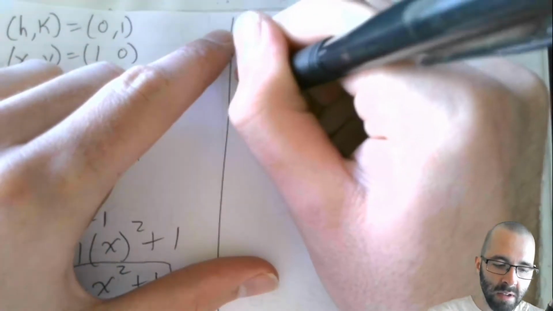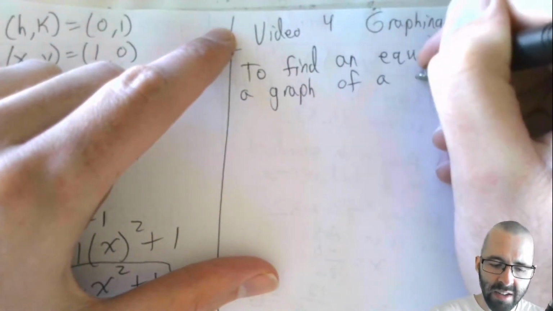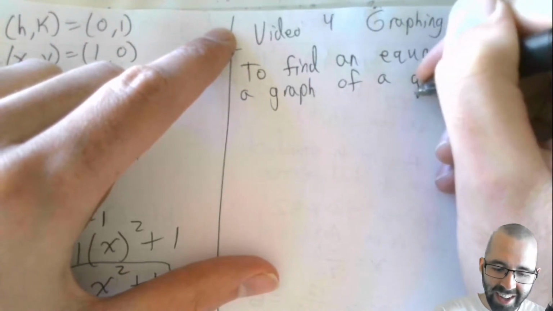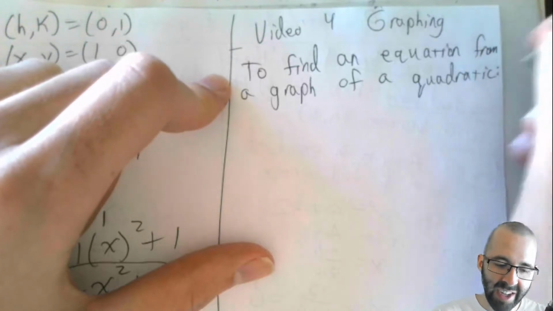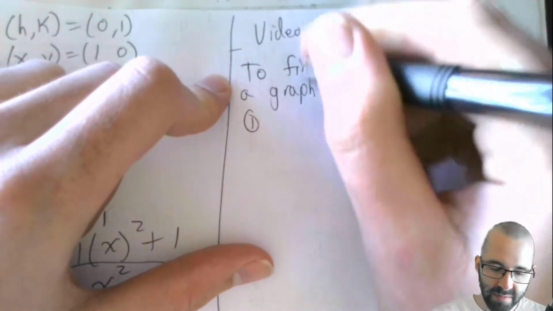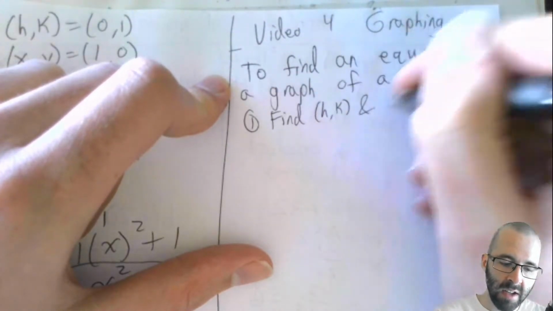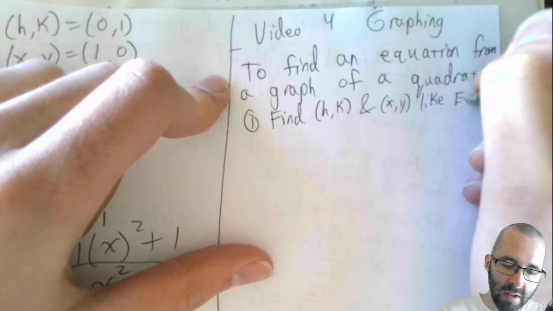there's two ways. And let's specify equation of a quadratic. That poor Q got broken. There's two ways of doing it. Method 1. Find h, k and x, y like example 4.